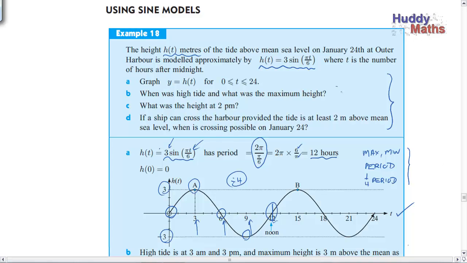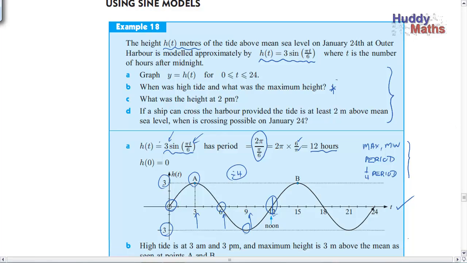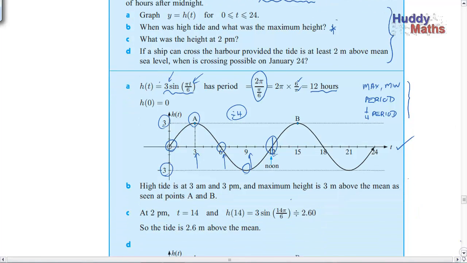Okay, when was high tide and what was the maximum height? So the high tide, you can look at this from 2 points of view. You can look at it from the graph and find it's 3, and then at 15 hours. 15 hours is 15 hours after midnight, so that's 3 p.m. The maximum height is 3, and you can see that at points A and B.